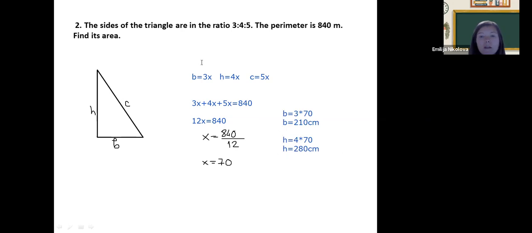So now we can find the area doing this step. The area will equal the base, 210, times the height, that is 280, divided by 2. I can divide both of them by 2. And then for the area, we get 29,400 centimeters squared.